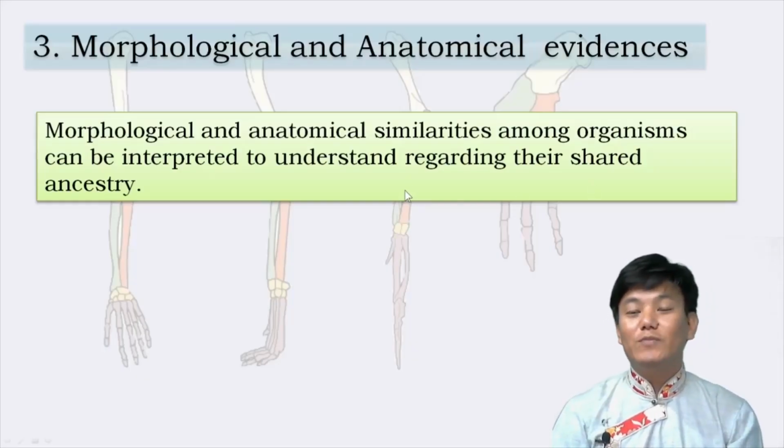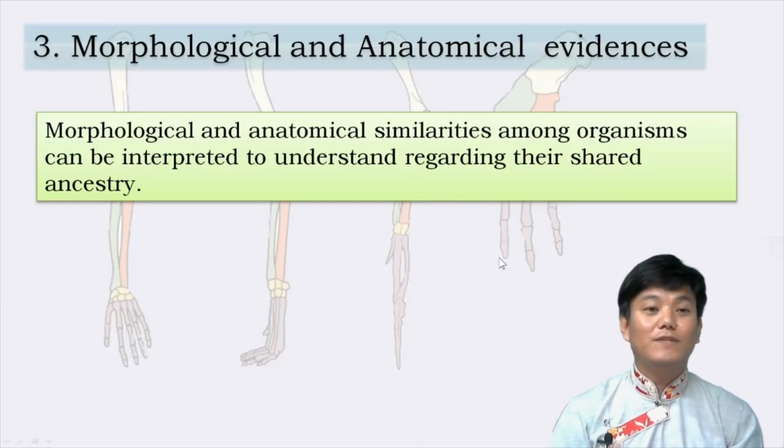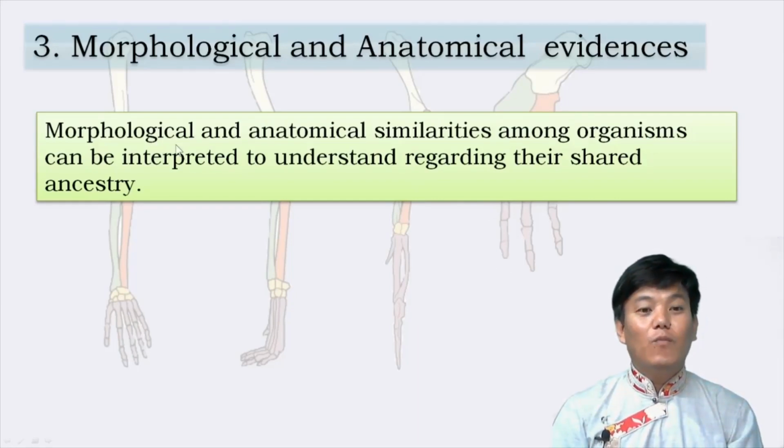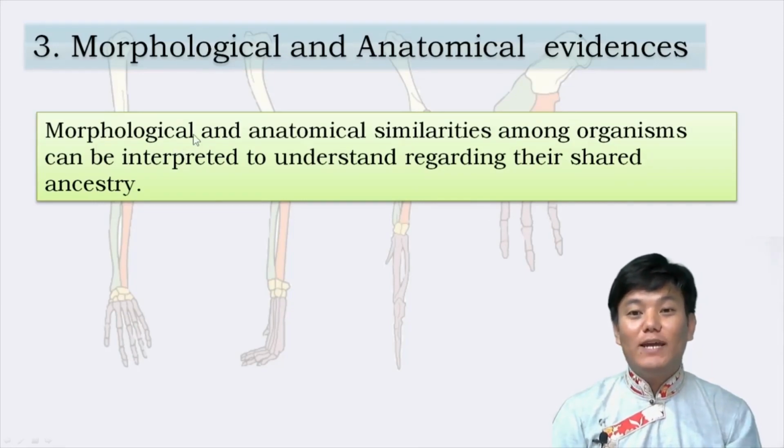Morphological and anatomical evidences are the third evidence for evolution. So in this one, morphological and anatomical similarities among organisms can be interpreted to understand their shared ancestry.